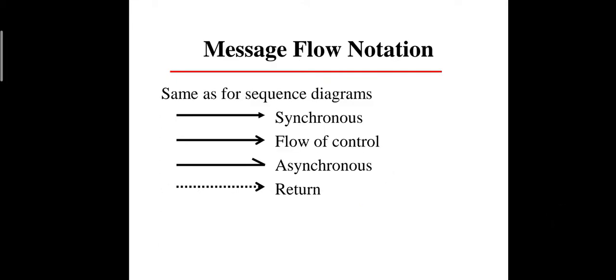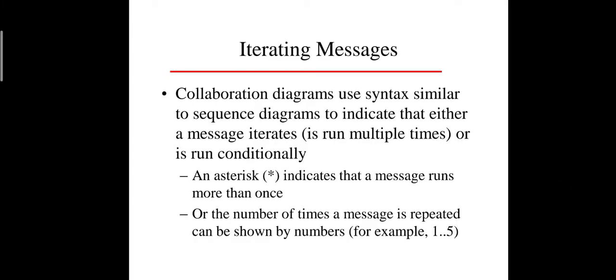Now, the different notations are used for showing the message flow. The solid line that is used to represent the synchronous message with a pointed arrow, then the flow of control, then the asynchronous message, and the last one is the return message, which is shown with the help of a dashed line, dashed arrow pointer.